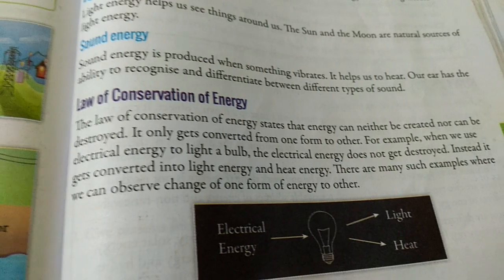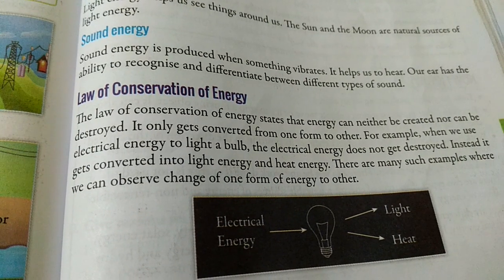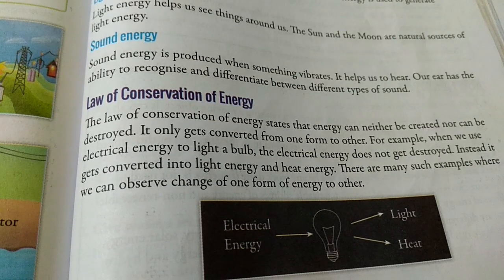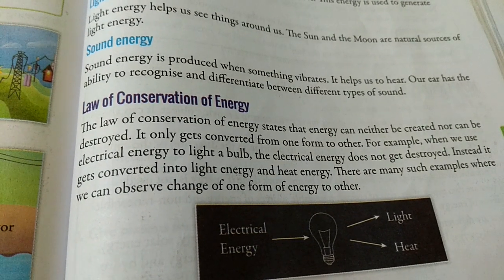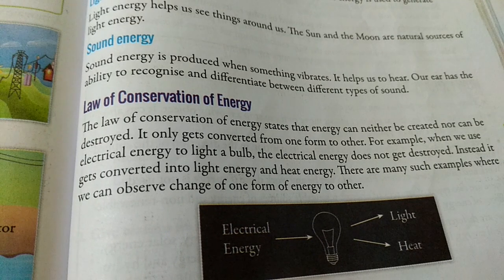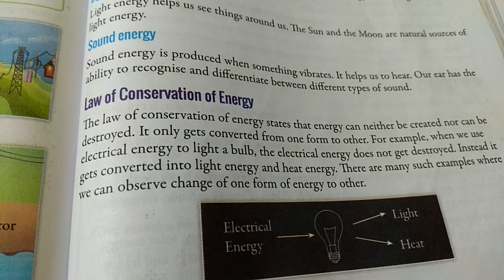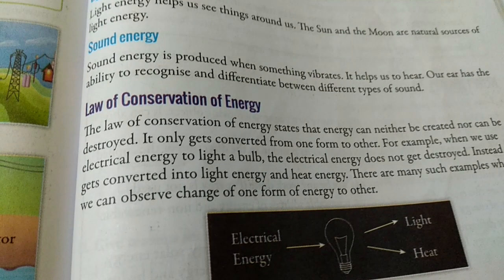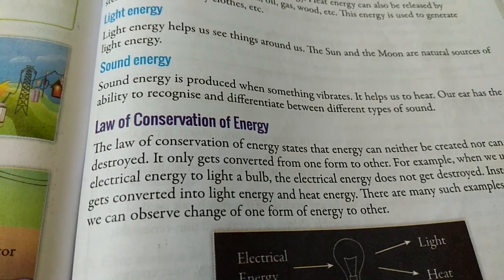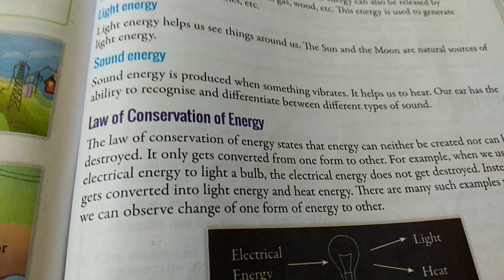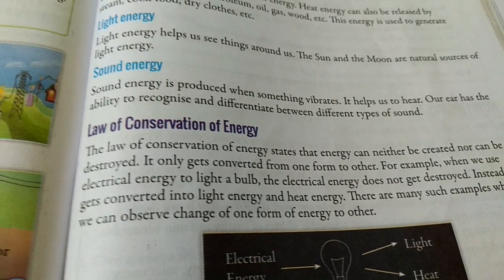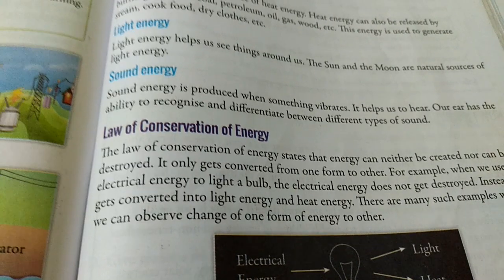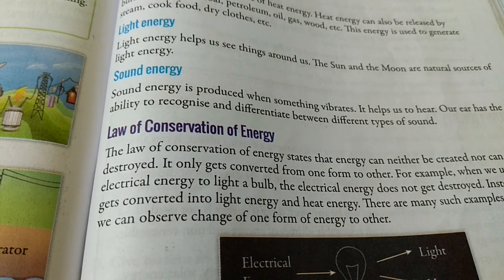Next is the law of conservation of energy. The law of conservation of energy states that energy can neither be created nor be destroyed. It only gets converted from one form to another. For example, fuels like coal, oil, and wood have chemical energy. This chemical energy is converted into heat and light energy on burning of these fuels.